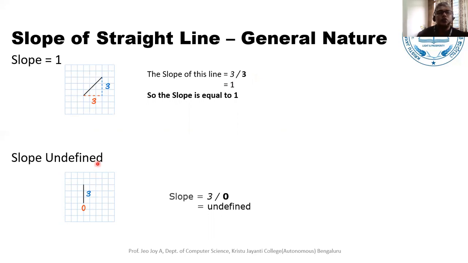And you can have straight lines with undefined slope. In mathematics, a quantity is undefined when you have a division where 0 appears in the denominator. This straight line is a purely vertical straight line which is parallel to the y-axis. What we observe here is that y2 minus y1 is a positive quantity, that is 3. But x2 minus x1 happens to be 0, since it is a purely vertical straight line. So the denominator is 0, and we say the slope is undefined for this particular straight line.